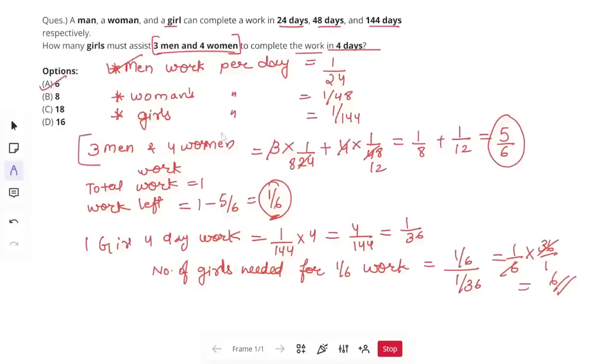Based on that, we have calculated the work done by 3 men and 4 women, which is going to be 5 by 6. So the total work was 1 and the remaining work is 1 minus 5 by 6, which is 1 by 6, and this remaining work needs to be done by girls. We are told that the girls need to complete it in 4 days, right? So one girl in 4 days can do how much work? 4 by 144, which simplifies to 1 by 36. Then we have taken the total work divided by this value, which is 1 by 36. Finally, we have got the value as 6.